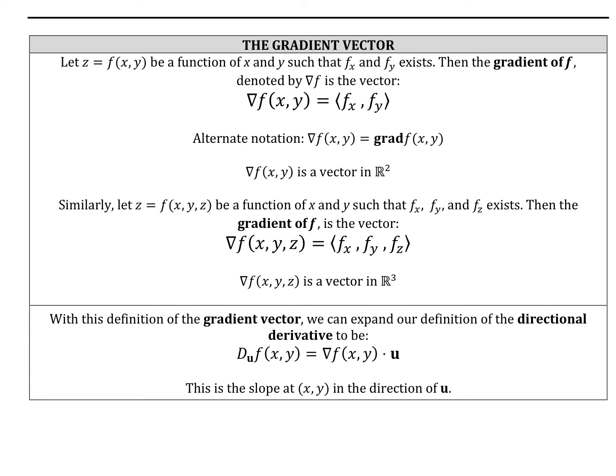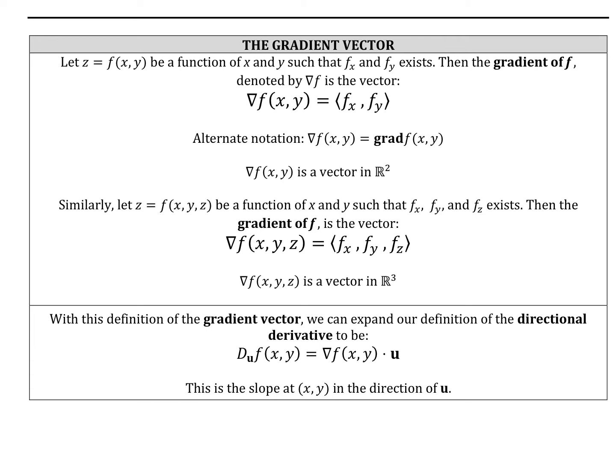In fact, it's what we've been using to find our directional derivative. So this vector that we've been finding, that partial derivative vector, is in fact what we call the gradient. Now, this upside down triangle f could also be written as a bold grad of f, but it's the gradient. And the gradient of f(x, y) is a vector in 2-space. If we extend that to 3-space, the gradient of f would be a vector in 3-space.